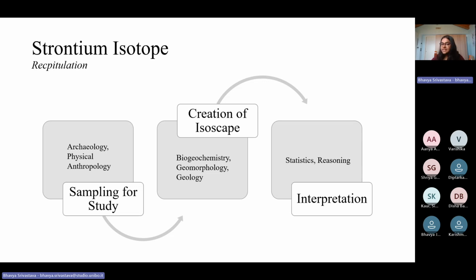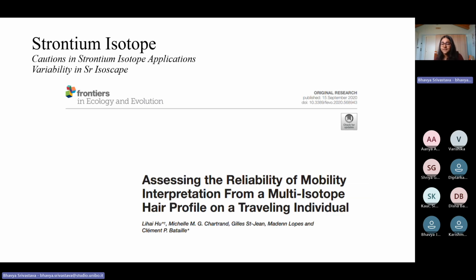I hope I was clear till now, because now we will be venturing into the critical aspect of strontium isotopes. Till now, I was speaking that it can be used in this case, in that case, for this sample or that sample. But it's not that simple that you can just understand movement because you have strontium present and you have an isoscape in your hand.